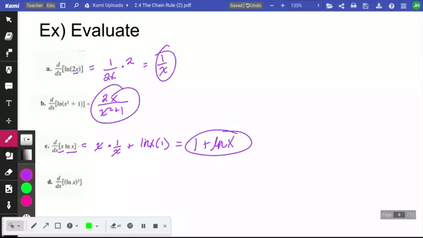Circle all my answers. Okay, this one is a bigger chain rule, derivative of the outside times the derivative of the inside. So there's the derivative of the outside: 3 comes down, power decreases by 1, inside stays the same, and times the derivative of the inside, which is just 1 over x because the derivative of natural log is 1 over x. And the only real way to simplify that is to just put them as one single fraction.